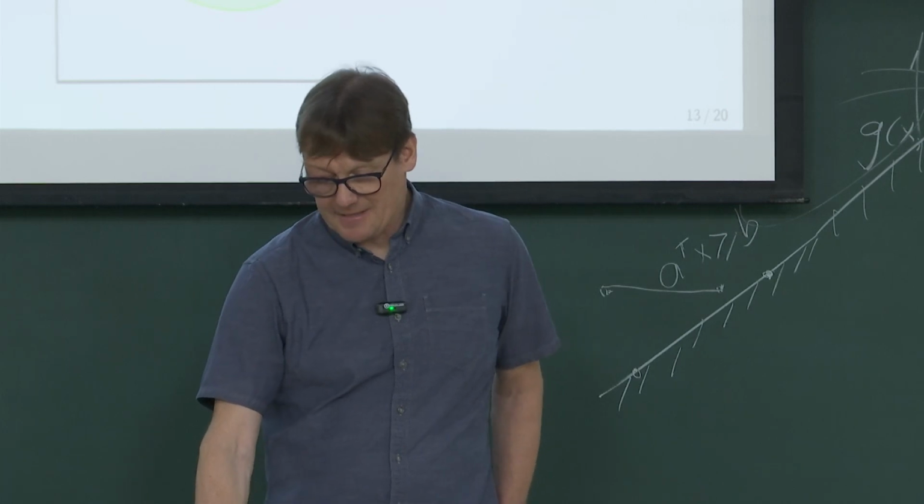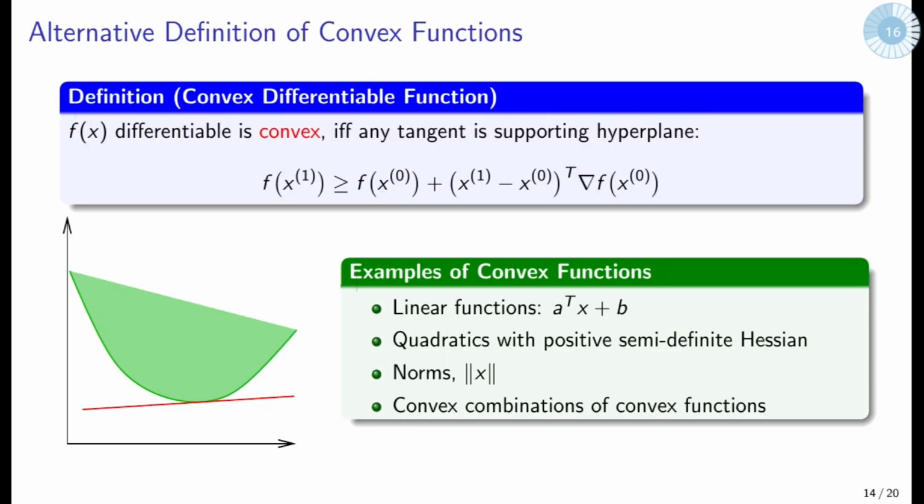Okay, so we looked at the convex function. Here's again the definition of a convex differentiable function. We say a function f is convex if and only if the function lies above the supporting hyperplane. So let's decode what's on the right-hand side there.